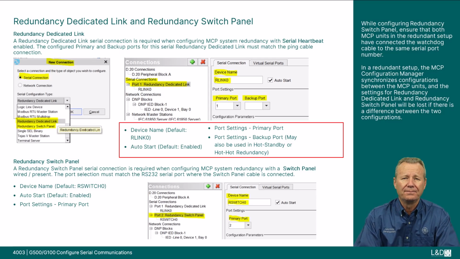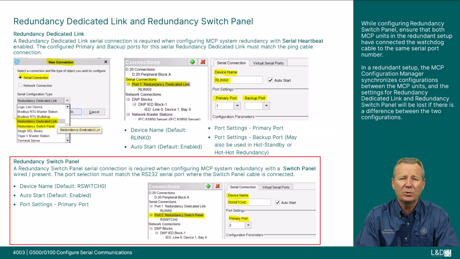Port settings. The configured primary and backup ports for the serial redundancy dedicated link must match the ping cable connection. In warm standby redundancy, only the primary serial port may be used. In hot standby redundancy or hot redundancy, an optional backup serial port may also be configured.